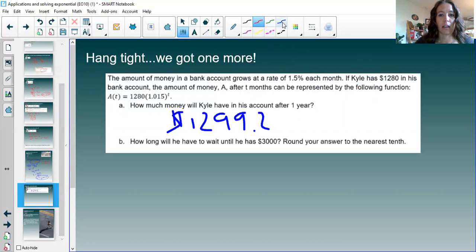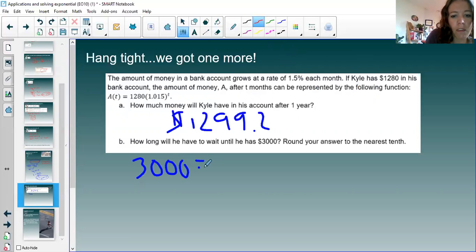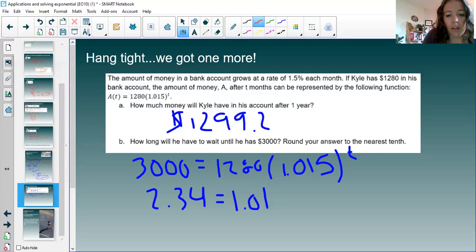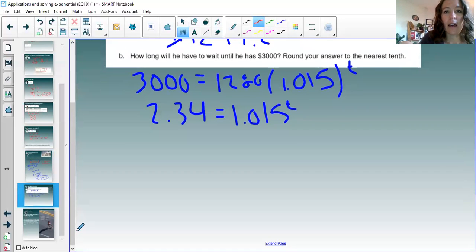This is what we are going to then apply what we just learned. So if his total now is 3,000 and we want to solve for the t, I first need to divide by 1280. So I'm going to take my 3,000, divide by 1280, 2.34. So 2.34 is equal to 1.015 to the t power.